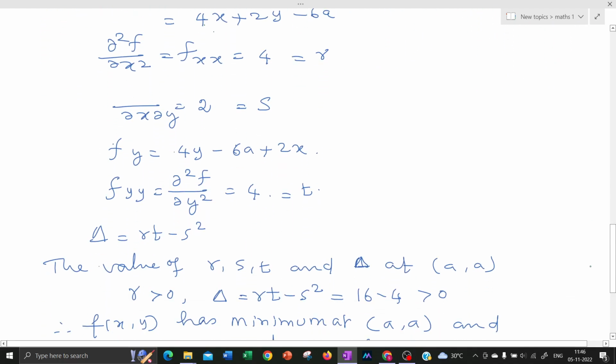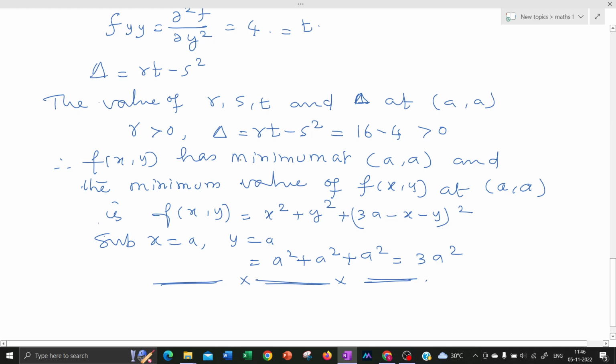Next, we will find dou square f by dou x dou y, which is equal to 2. Next, dou square f by dou y square is also 4. So next, what is delta here? Delta is rt minus s square.